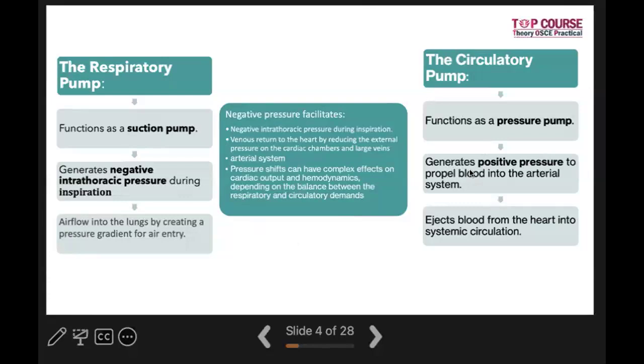Whereas the circulatory pump acts as a pressure pump, where it generates positive pressure to propel blood into the arterial system. So basically from the arterial system, it goes into the systemic circulation. You can see how contradictory these two systems function and how one system can influence the other by the pressure dynamics, right? So this negative intrathoracic pressure during inspiration can change the venous return to the heart because of the external pressure on the cardiac chambers, the large veins and the arterial system.